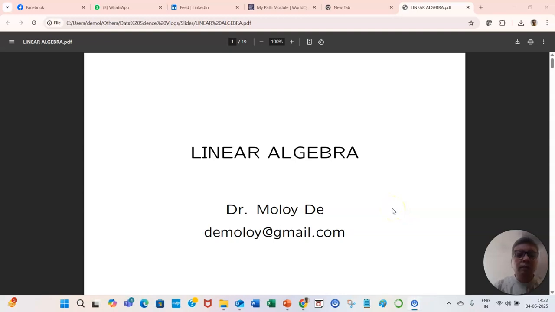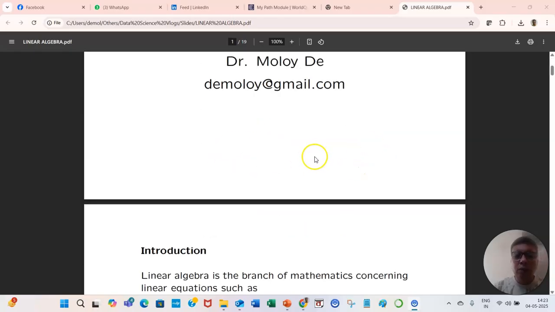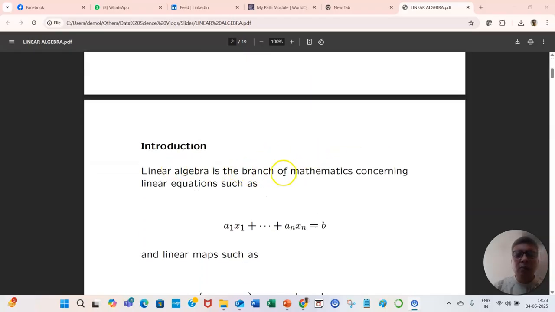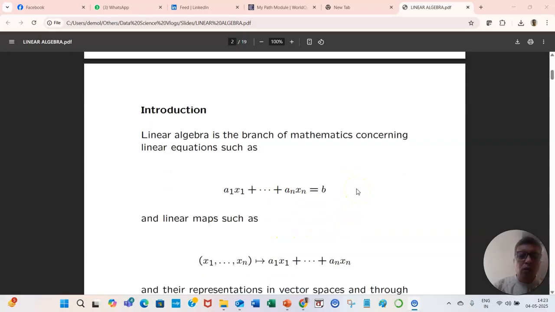Good day, friends. Today we will talk on linear algebra, the branch of mathematics that started with how we deal with linear equations. Linear algebra is a branch of mathematics concerning linear equations such that a1x1 plus a2x2 plus ... plus anxn equals b. So we have n equations, n unknowns, the simultaneous equations, and we apply linear algebra matrix theory to solve them.